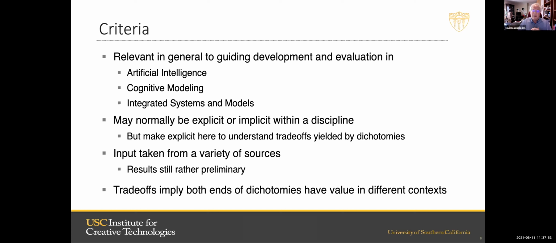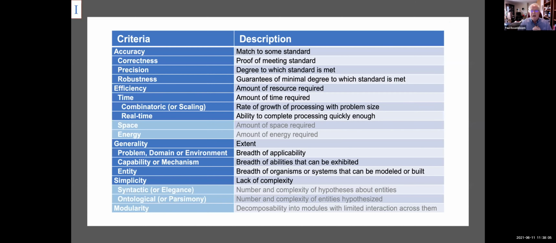What we're also going to look a lot at is the trade-offs implied by the dichotomies and how this often says that both poles have value, rather than arguing about one versus the other side of them, as the field is often done. So here's the first group of criteria, starting with accuracy.